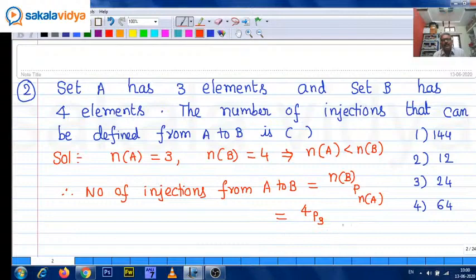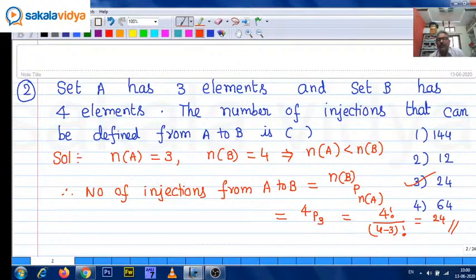4P3 equals what we can write now? 4 factorial by 4 minus 3 factorial. You know the nPr formula. What is nPr? n factorial by n minus r factorial. Right? So this is equal to 4 factorial, that means 4 into 3 into 2 into 1, 24 upon 1 factorial. 24. So the third option is the right option.